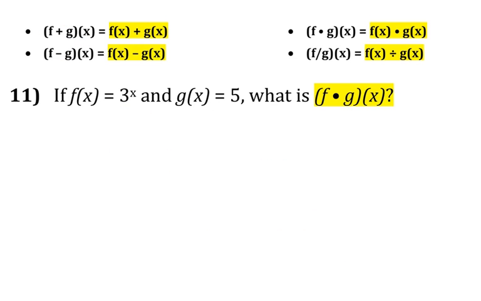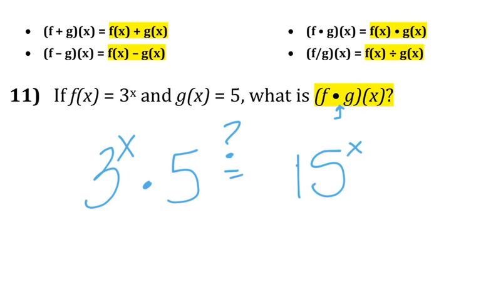Number 11, f of x is 3 to the x power. And g of x is 5. And this says that I need to multiply them. Okay, now this takes us back to the very first day of class, and we had a question. Is this the same thing as 15 to the x power? And so on the very first day of class, we had a question like that.